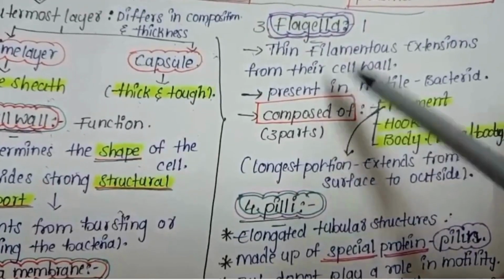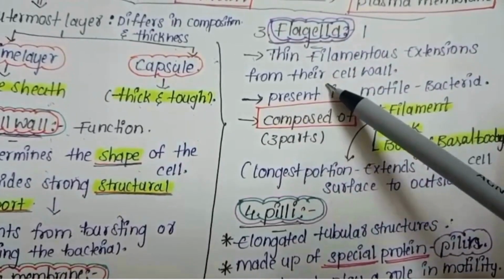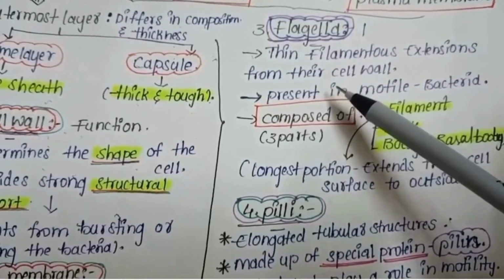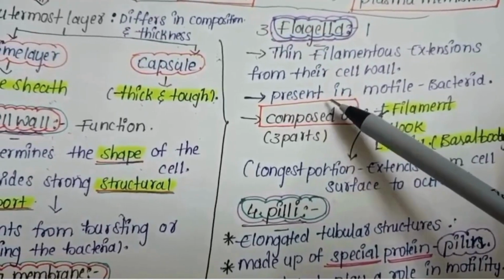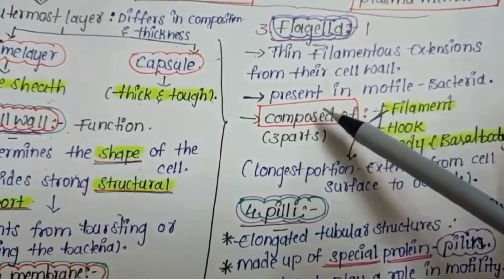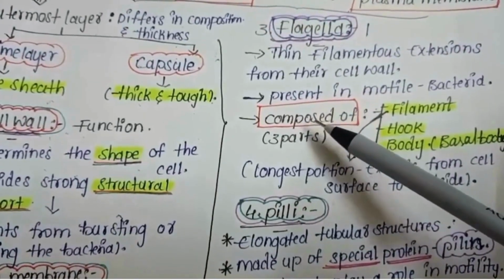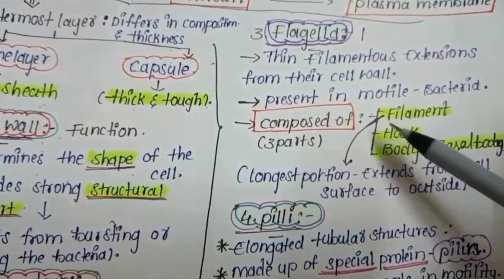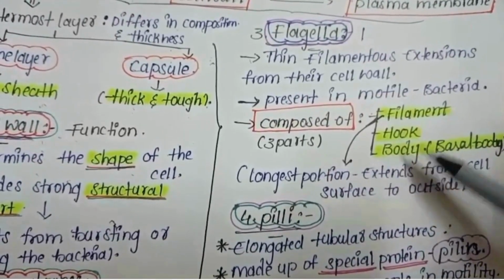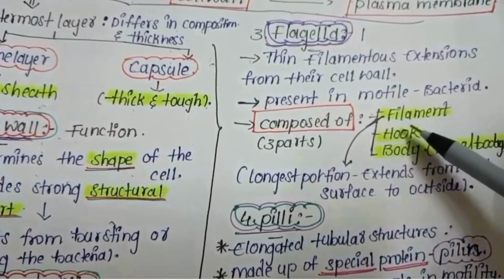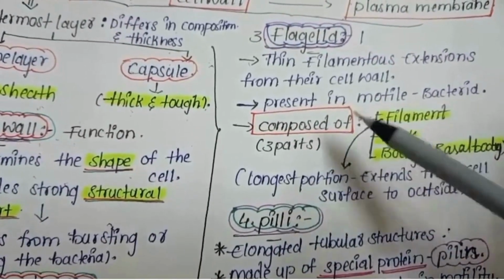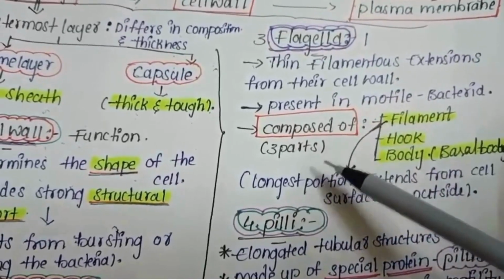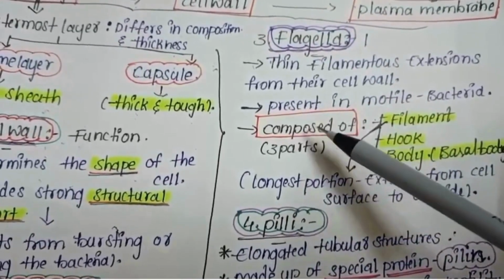Let's discuss flagella. These are filamentous extensions from the cell wall, made up of a special protein known as flagellin. These flagella help in movement of bacteria, and are composed of three parts: filament, hook and basal body. Filament is the longest portion, as it extends from the surface of the cell to the outside. Let's discuss the flagella with a diagram.